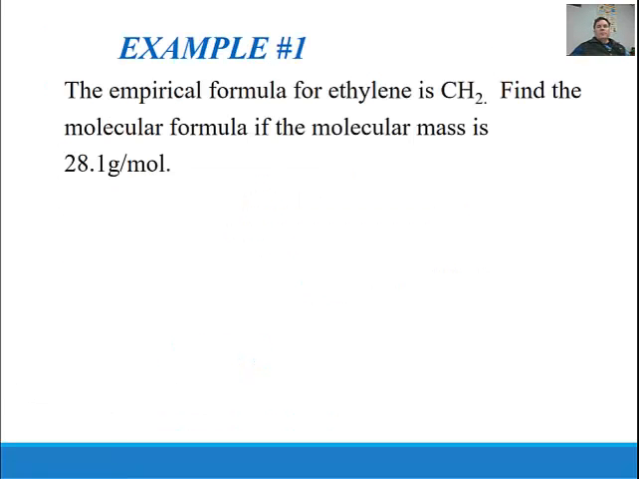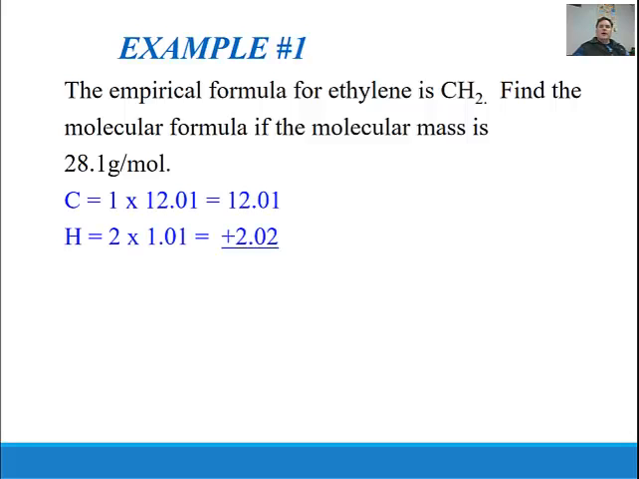The empirical formula for ethylene is CH2. Find the molecular formula if its molecular mass or molar mass is 28.1 grams. So this is an easy one. We gave you the empirical formula already. So first step, we have to find the molar mass. We know how to do that. We've done that earlier. Add together and you get 14.03.